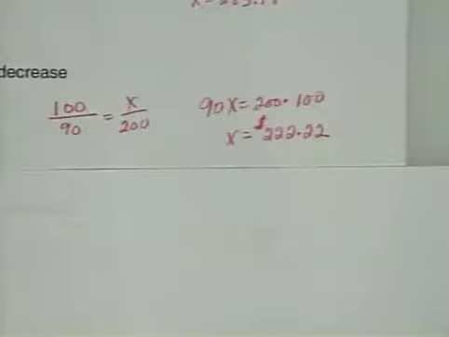Has everyone ended up with $222.22? And that would make sense. The value of this item was more. It's gone down, and it's gone down to 200. We should have had a number that was larger than 200.